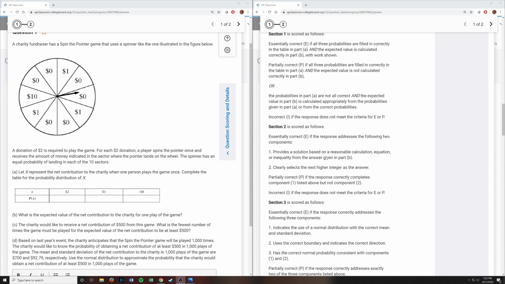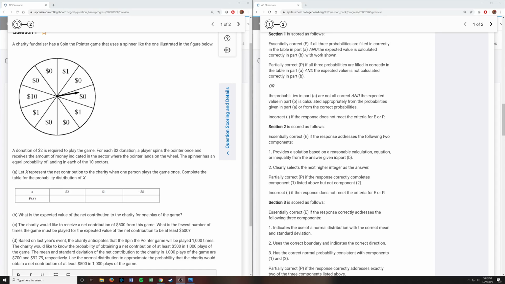Okay, and you need to show the calculation, equation, or inequality. You can't just say the answer. Okay, partially correct, you get a P if you do the first thing but not the second thing. So even if you get the calculation part correct, if you set up the inequality and get the decimal answer, you still get a P if you don't round up to the nearest whole number.